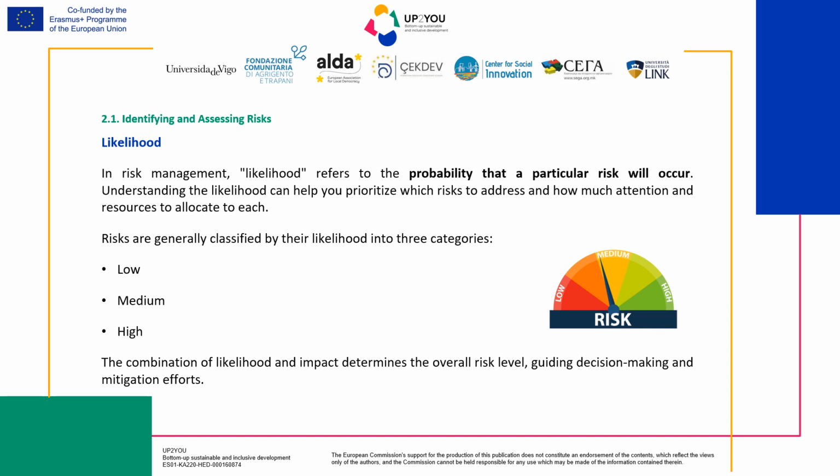Understanding the likelihood of various risks helps project managers prioritize which risks need the most attention and allocate resources appropriately. Risks can be categorized into three main levels based on their likelihood. Low. These risks are unlikely to occur, but they should still be noted and monitored. Although they don't require immediate or significant attention, it's important to have basic plans in place just in case.